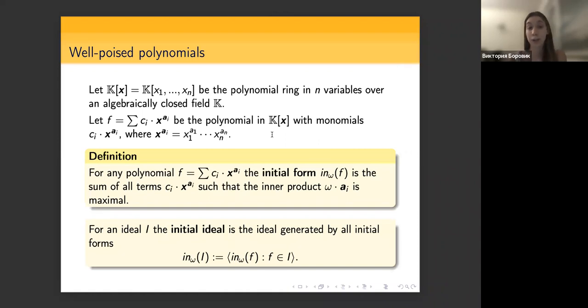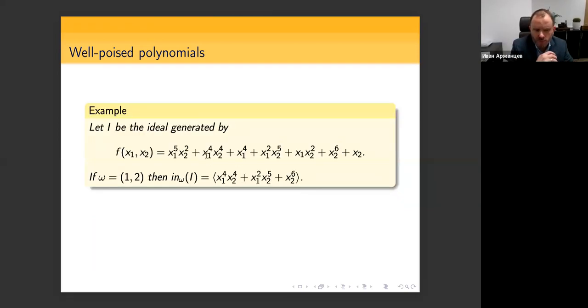And now let me define an initial form of the polynomial. For any vector omega, I can define the initial form of polynomial f. It is the sum of all terms such that the inner product of the exponent vector of this term with omega is maximal. It is good to imagine here the Newton polytope of this. And also I have an example.